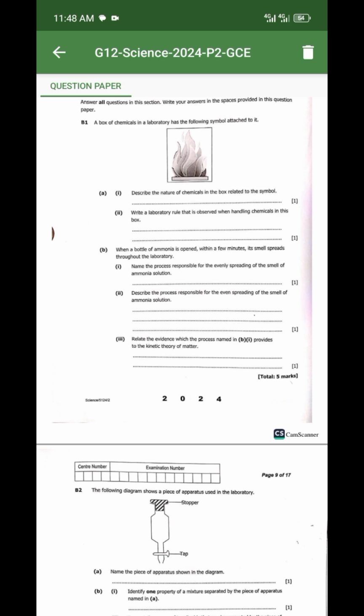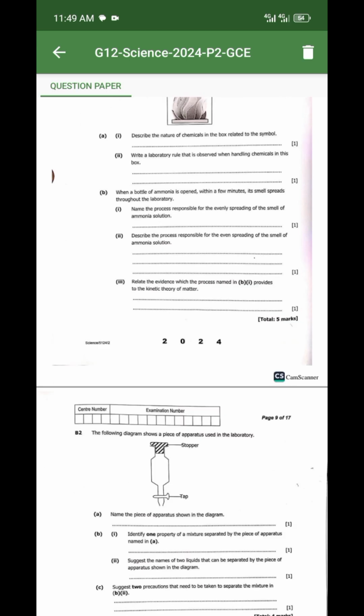Remember in that video where I taught a full lesson on matter and the kinetic theory of matter, I made sure to explain the full meaning of diffusion. Diffusion is the movement of particles from a region of higher concentration, meaning a region where they are being produced, to a region of lower concentration, a region where they were not produced.